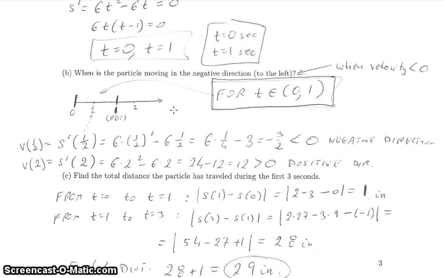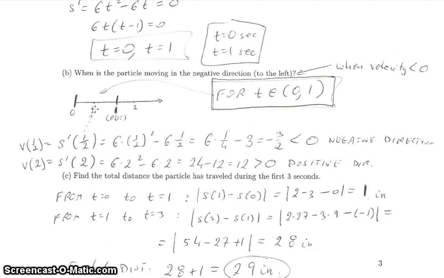Part B, when is the particle moving in the negative direction, to the left? This is going to happen when the velocity is smaller than 0. I have a little chart over here. First the particle starts moving at time 0, of course. Then it's at rest at time equals 1 second, and then it's never at rest again. That's what we found in part A. There's only one point once it starts moving when the particle is at rest. So I just have to figure out when the velocity is smaller than 0. Is it to the left of 1 or to the right of 1?